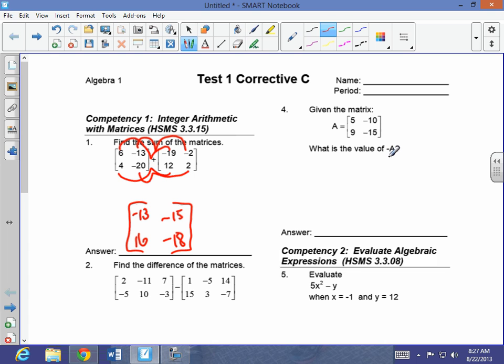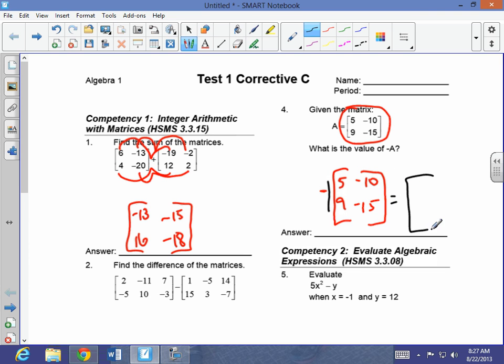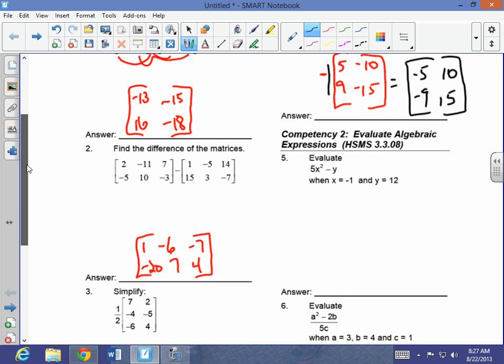Okay, then we come up here. This matrix right here is what A equals. This is substitution. I'm going to take my negative sign right here, and I'm going to put my matrix here. 5, 9, negative 10, negative 15. So that means negative 1 times this matrix. All I have to do is change the signs of everything in my matrix. So this becomes negative 5, negative 9, positive 10, positive 15. There we go. Okay, there's competency 1.